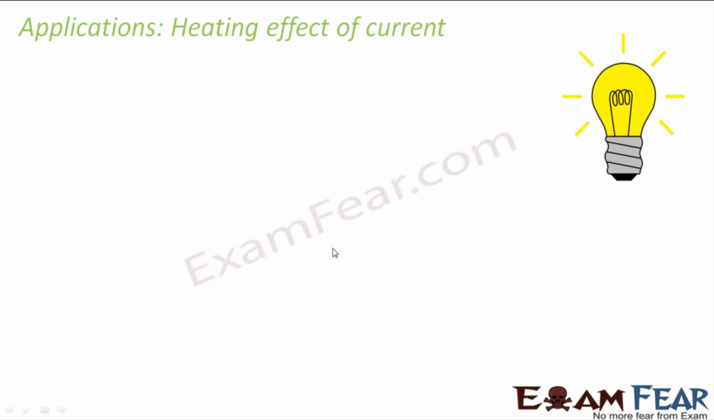Let us now look at some of the applications of heating effects of current. That means the heat which is dissipated when electric current flows through a circuit, we will see how that heat gets utilized for some important applications. Examples of such things would be electric heater, electric kettle, electric iron, electric bulb. All these things make use of heating effects of current.